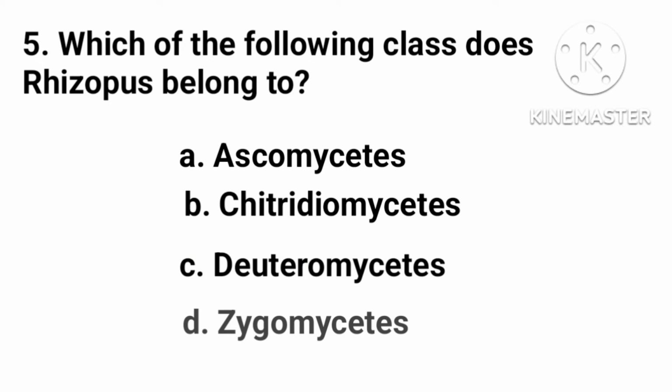Which of the following class does Rhizopus belong to? Option A, Ascomycetes; option B, Chytridiomycetes; option C, Deuteromycetes; option D, Zygomycetes. The correct answer is option D, Zygomycetes.